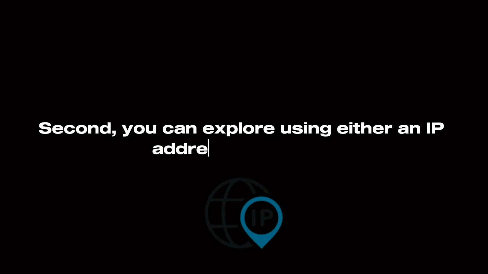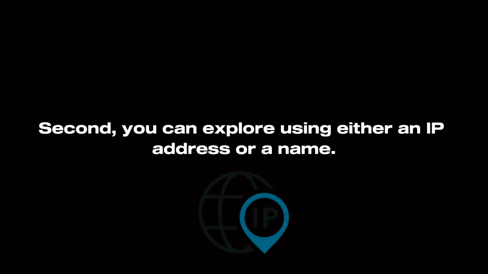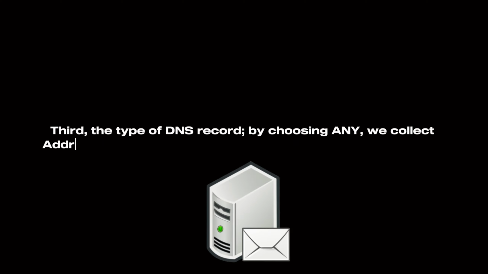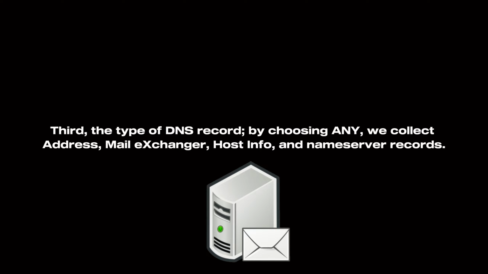First step: nslookup IP_OR_NAME type equals ANY. First, we specify the tool name. Second, you can explore using either an IP address or a name. Third, the type of DNS record. By choosing any, we collect address, mail exchanger, host info, and name server records.